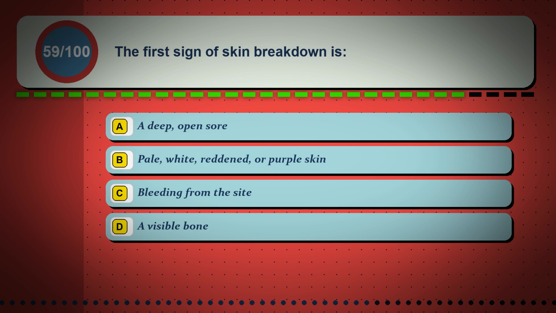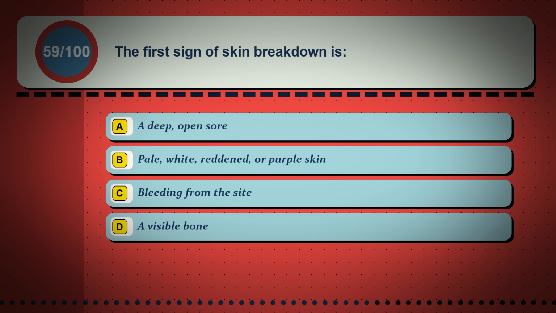Question 59. The first sign of skin breakdown is: Option A, a deep, open sore. Option B, pale, white, reddened, or purple skin. Option C, a bleeding from the site. Option D, a visible bone.